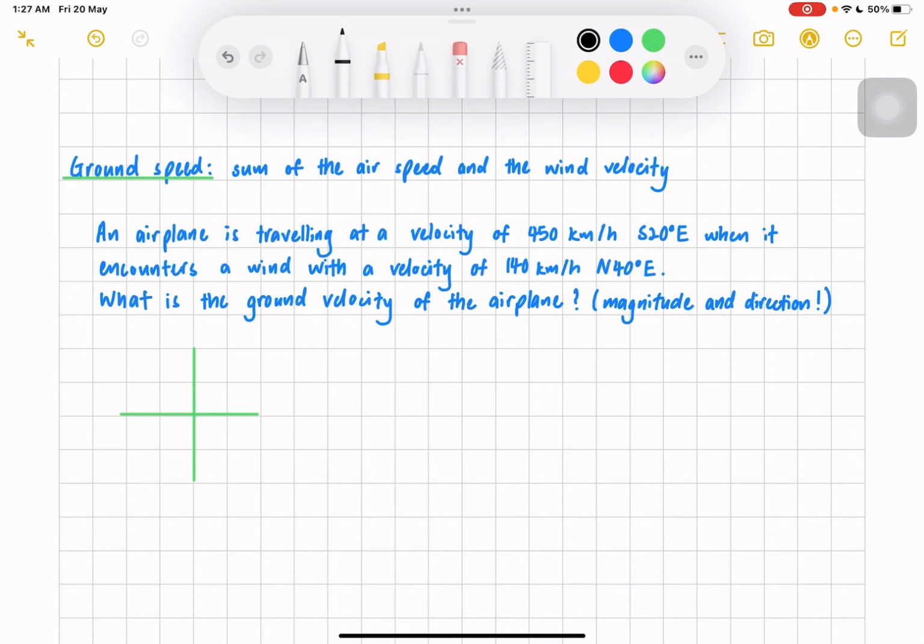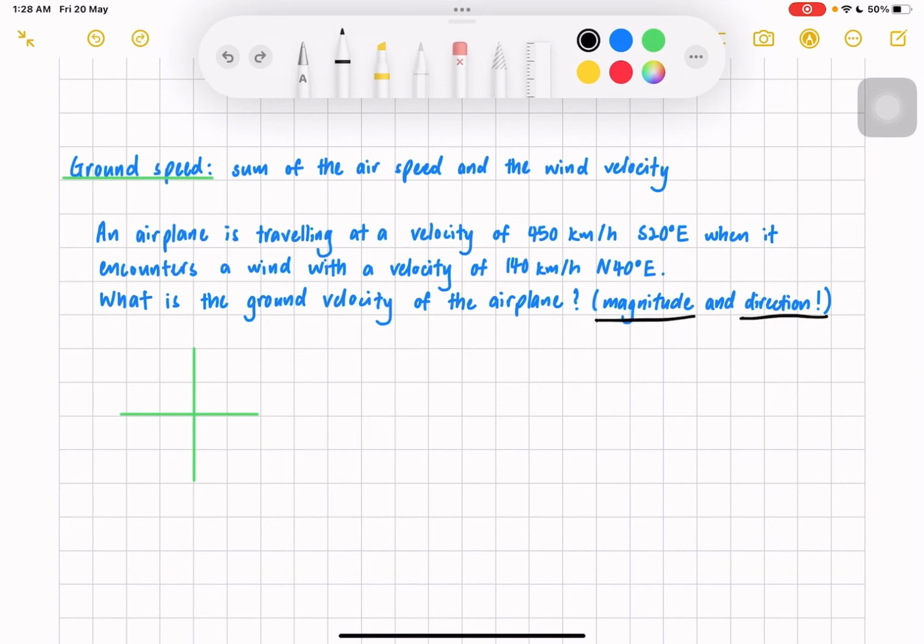Now let us do a word problem here to visualize a bit what that meant. An airplane is traveling at a velocity of 450 kilometers per hour south 20 degrees east when it encounters a wind with a velocity of 140 kilometers per hour north 40 degrees east. What is the ground velocity of the airplane? Now remember, when they ask ground velocity, we must include the magnitude and the direction.